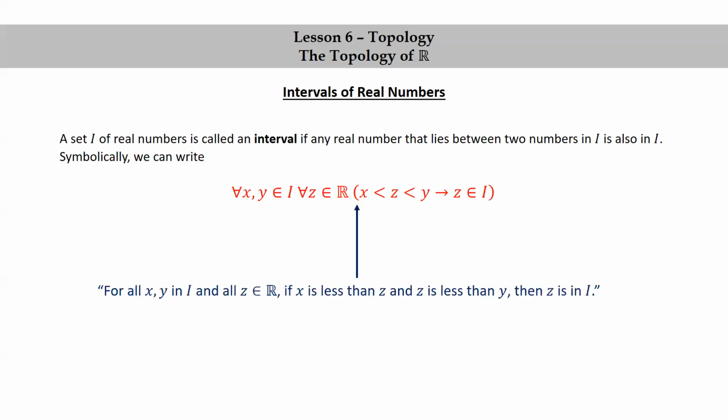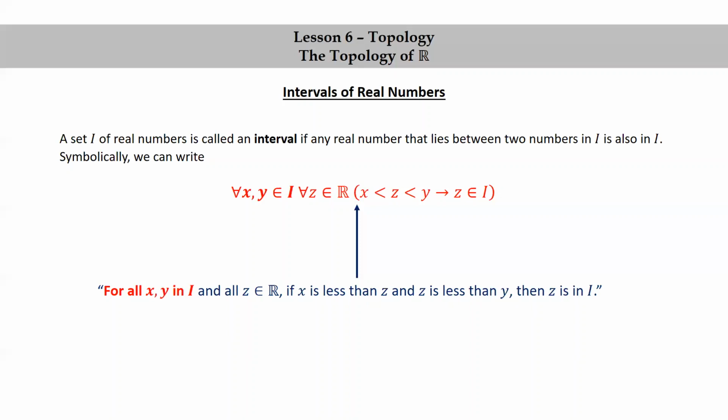This is read: for all x, y in I and all z in R, if x is less than z and z is less than y, then z is in I. Let's just point out each part of this so you understand how these symbols are working.